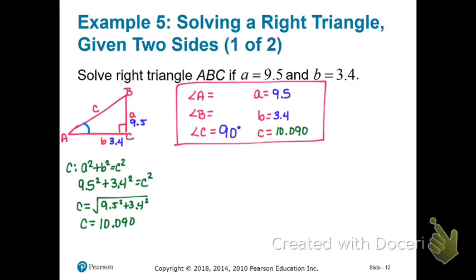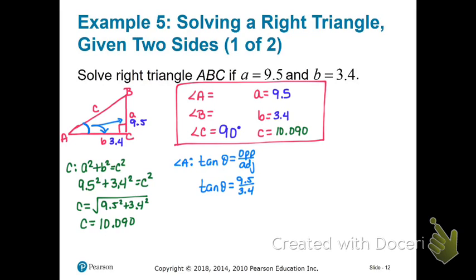So what do I know about this side that they gave me? Opposite. And what about this side? So opposite and adjacent. What trig function is that? Tangent. O and A, right? So TOA. All right, so we know that tangent of our angle will equal the opposite over adjacent. So we don't know our angle, but we know our opposite is 9.5 and our adjacent is 3.4.